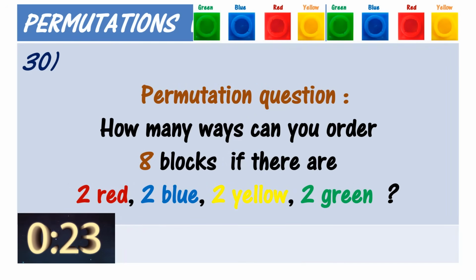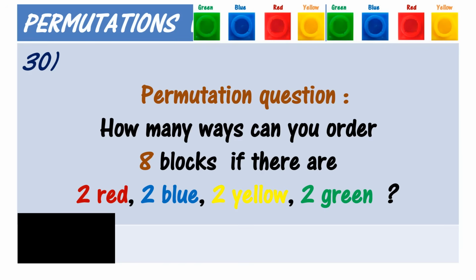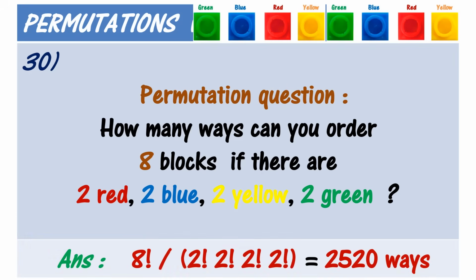Question like the earlier questions. How many ways can I order 8 blocks if there are repeats? 2 red, 2 blue, 2 yellow, 2 green. I can order 8 things in 8 factorial ways. But I must divide by the number of repeats I have. That is 2 factorial, 2 factorial, 2 factorial, 2 factorial. 8 factorial divided by 16 is 2,520 ways.